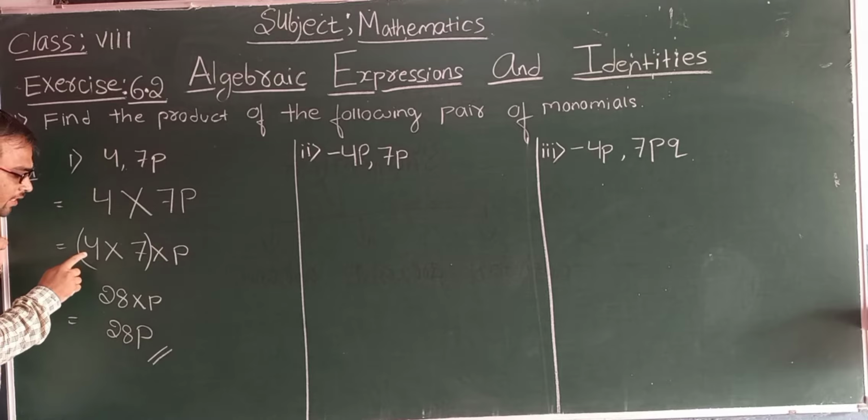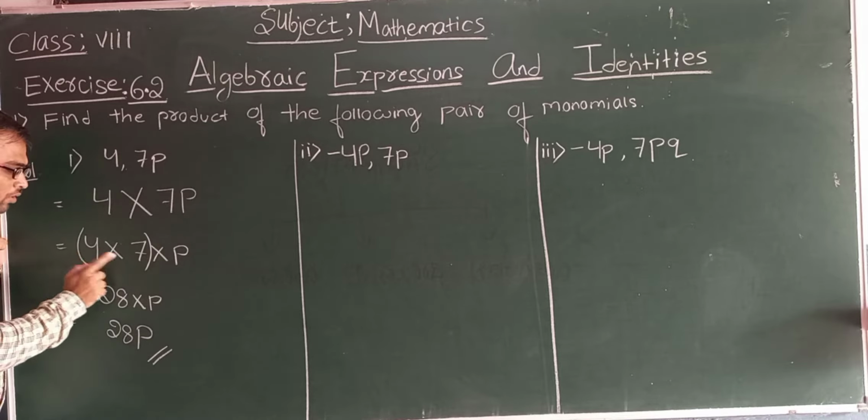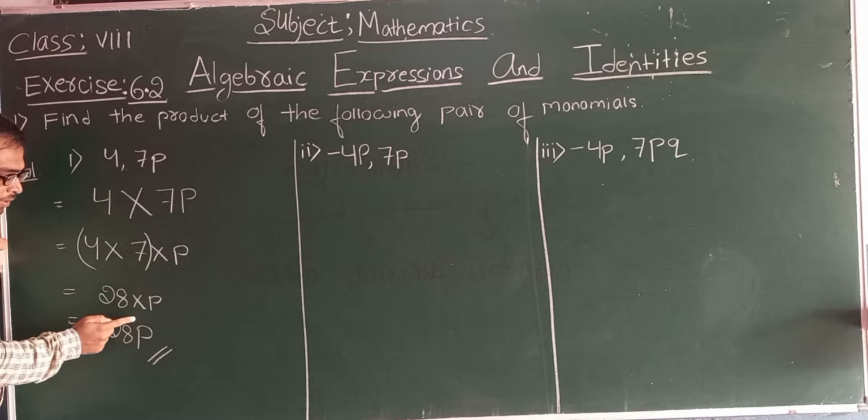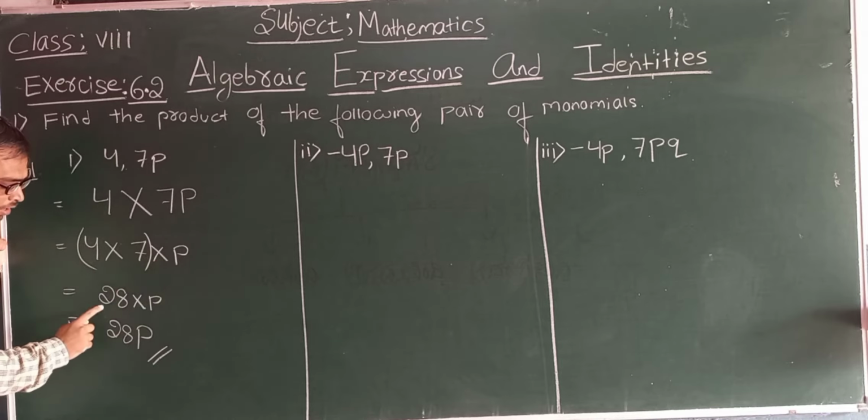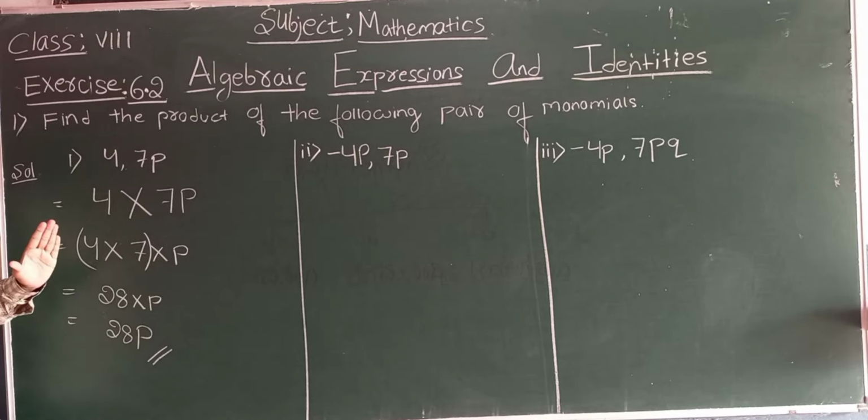Okay, so here you can multiply first numbers, that is 4 7s are 28, and here 28 into p will be there. Now 28 into p is what? 28p. So this is the solution for the first question.